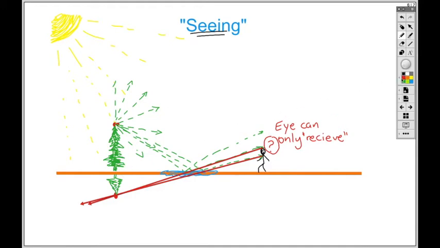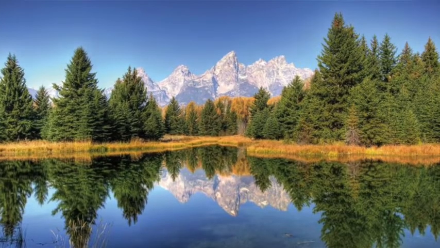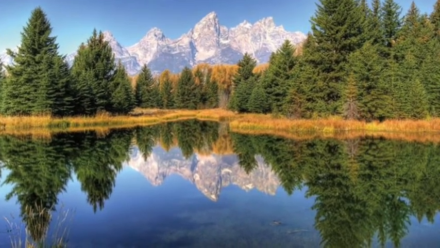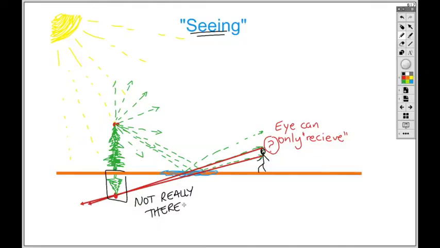Now you're thinking, well, hold on, I'm not going to see an upside down tree. Think about looking at scenery in the distance when you see it reflected in water. It looks like it's upside down, just like this image of a real scene. The tree isn't really there, it's not really upside down under the ground, it's in our brains. Our brains are constructing this image based on the light that enters our eyes.